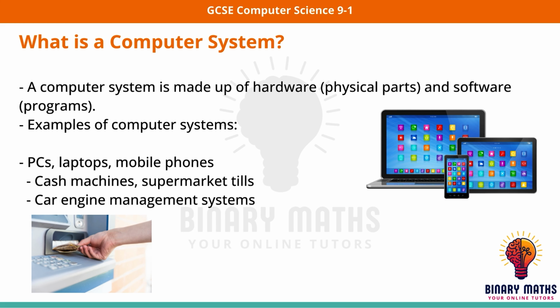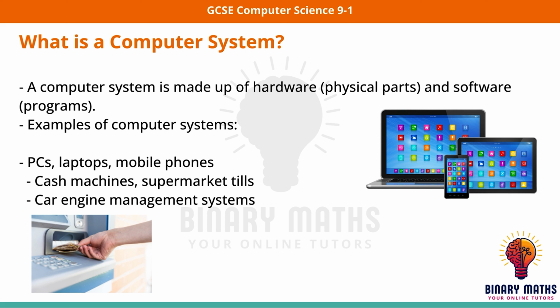Let's start by talking about what a computer system actually is. A computer system is made up of two main parts, hardware and software. Hardware is the physical stuff you can touch, like your keyboard, mouse, or screen. Software is the programs that run on the computer, like games, apps, or even the videos you're watching right now.